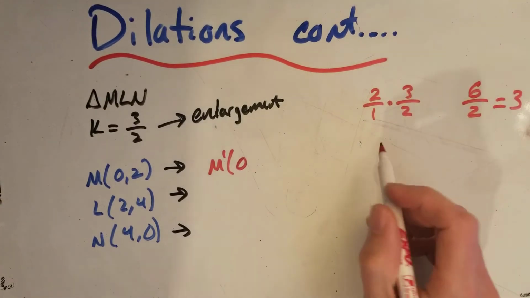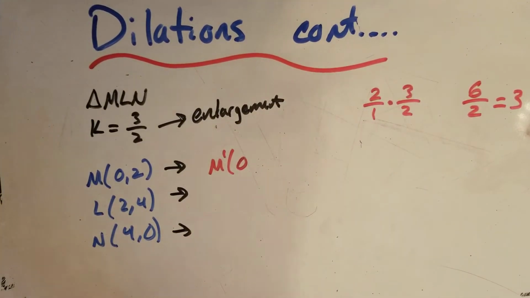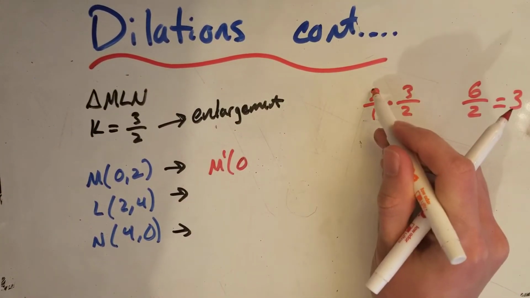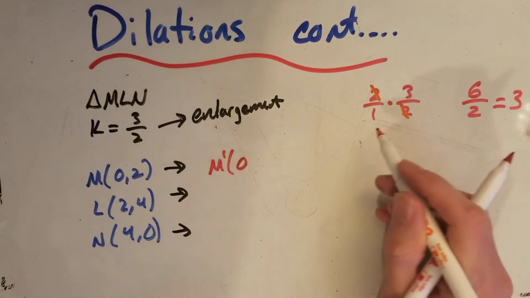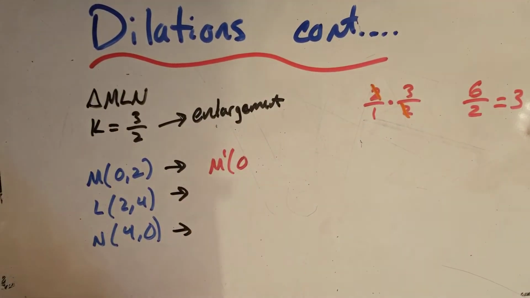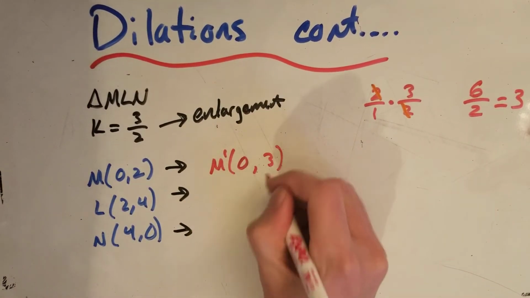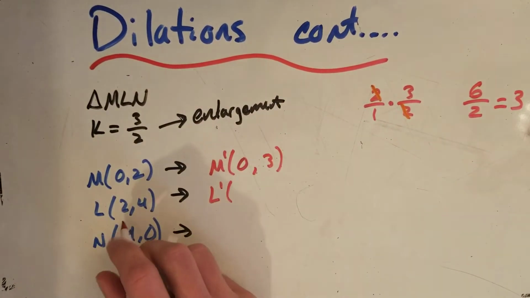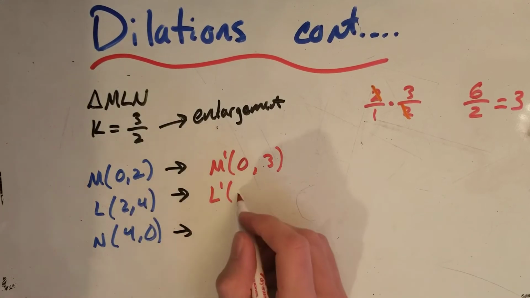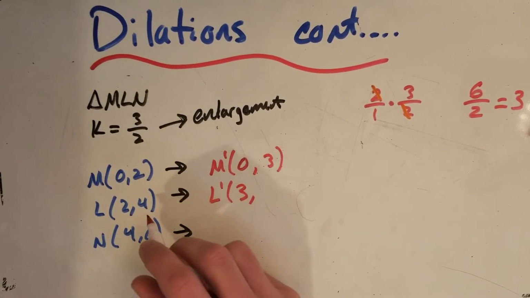If you know how to cancel as you go, you can say there's a 2 on top, 2 on the bottom, you're multiplying. Those are going to cancel, or 2 divided by 2 is 1. You'll still end up with just 3. So we're going to have 0, comma 3. L prime, well, we have another 2, so 2 times 3/2. That's going to get us the same 3 again.